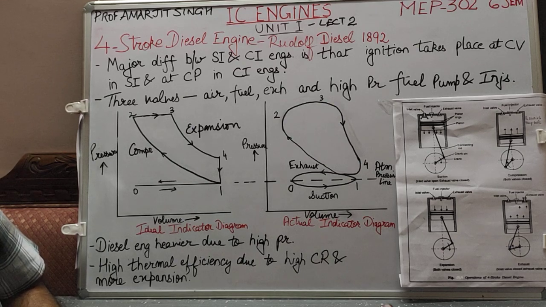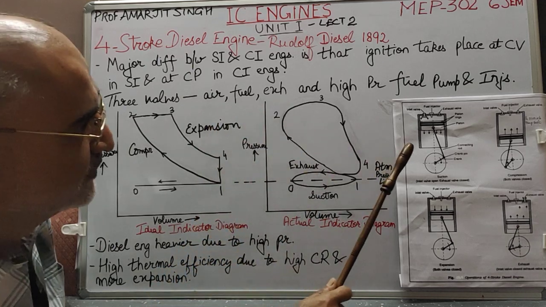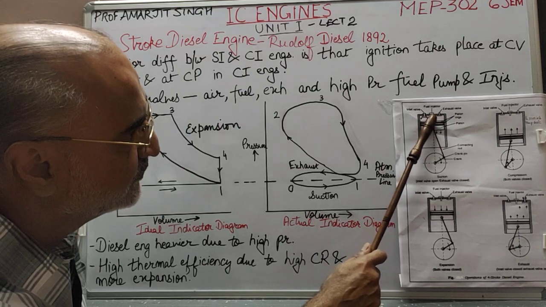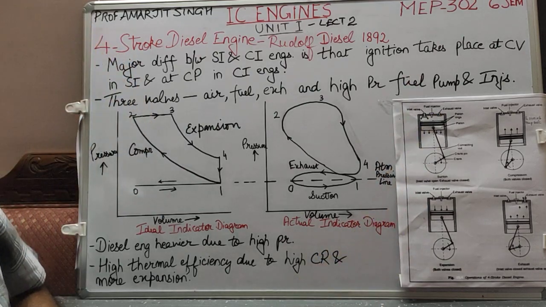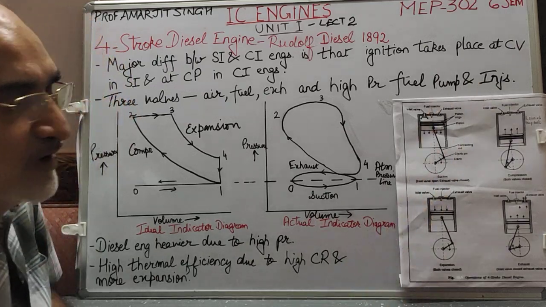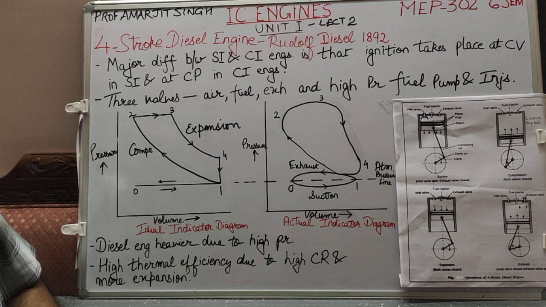In diesel engines, there are generally three valves: air, fuel and exhaust. The inlet valve, fuel, exhaust, and also there is a high pressure fuel pump and the accompanying injector in place of the spark plug of a petrol engine.